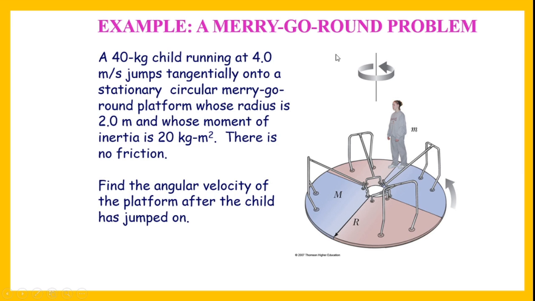A merry-go-round problem, let us see. A 40 kg child running at 4 meters per second jumps tangentially onto a stationary circular merry-go-round platform whose radius is 2 meters and whose moment of inertia is 20 kg m squared. There is no friction. Find the angular velocity of the platform after the child has jumped on. This is the mass of the child, this is the mass of the merry-go-round, and this is the radius of the merry-go-round that is moving.